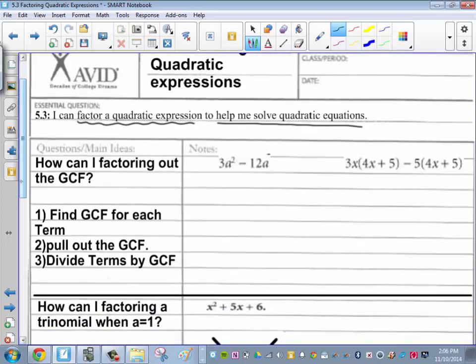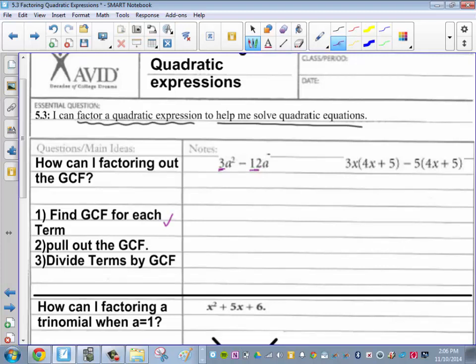So let's just start with how I can factor out the greatest common factor in any quadratic expression. Sometimes that's the first thing you want to do. You want to look to see, can you factor out the greatest common factor in a quadratic? That might make your life a little bit easier. To do that, you first want to find the greatest common factor for each term. And when I say that, what I mean is you want to look at first the coefficients.